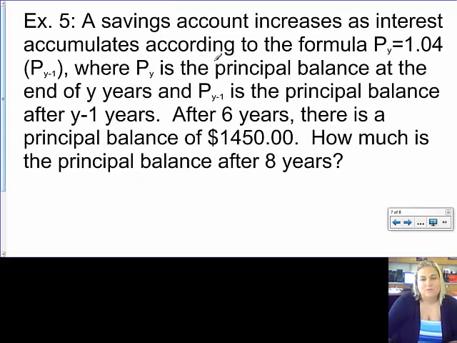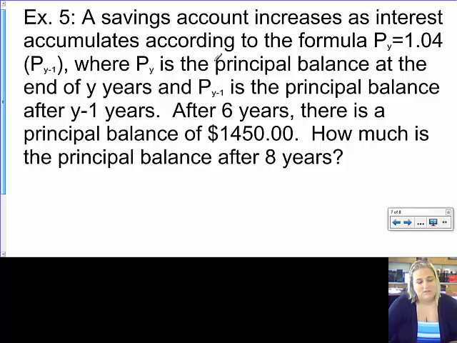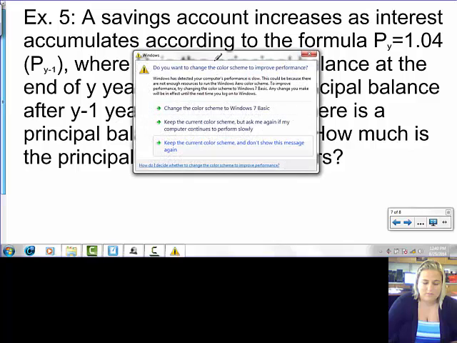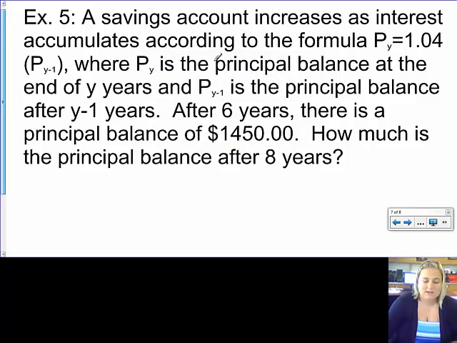Last example here. Oh, I can't scroll on this. A savings account increases as interest accumulates according to the formula, p sub y equals 1.04 times the quantity of p sub y minus 1, where p sub y is the principal balance at the end of y years, and p sub y minus 1 is the principal balance after y minus 1 years. After 6 years, there is a principal balance of $1,450. How much is the principal balance after 8 years?